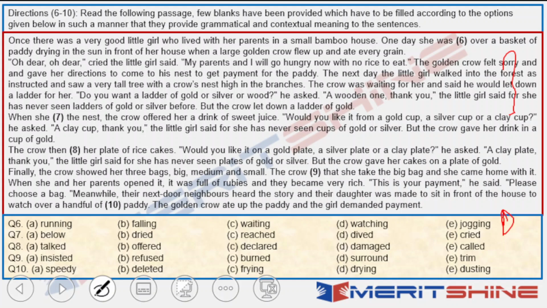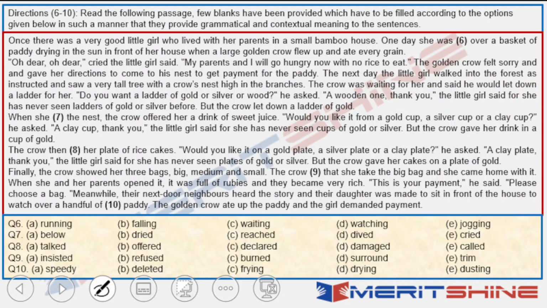So, oh dear, dear, cried the little girl, I'll go hungry now. The golden crow felt sorry. And next day, the little girl walked into the forest. The crow was waiting for her. And do you want a ladder of gold or silver? He asked. A wooden one, thank you, the little girl said, for she had never seen ladders of gold and silver before. But the crow let down a ladder of gold. So we got an idea, and this would take hardly 10 seconds.